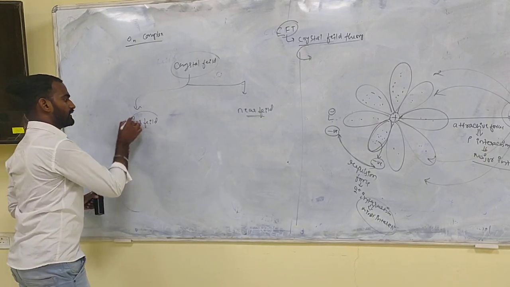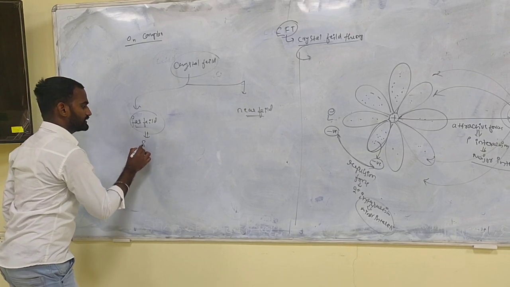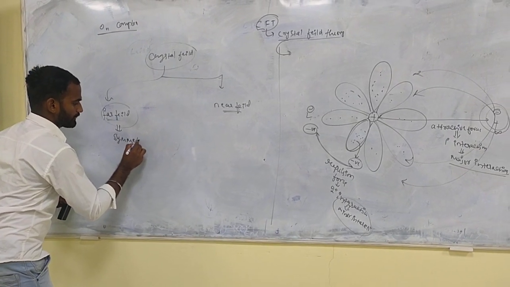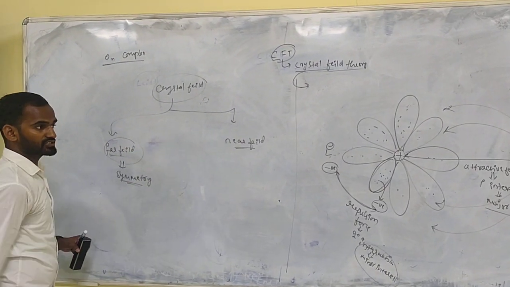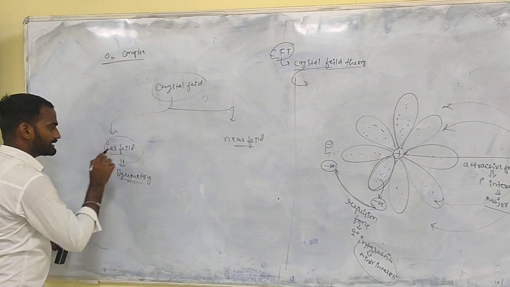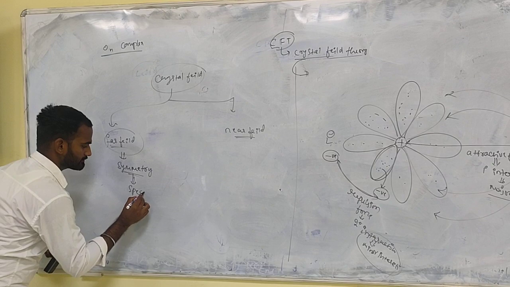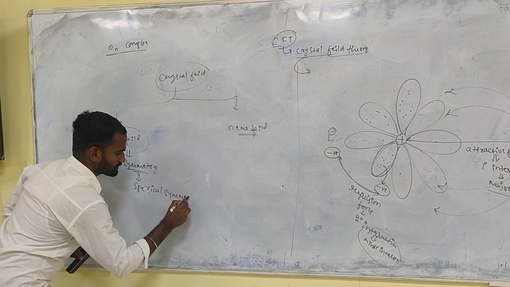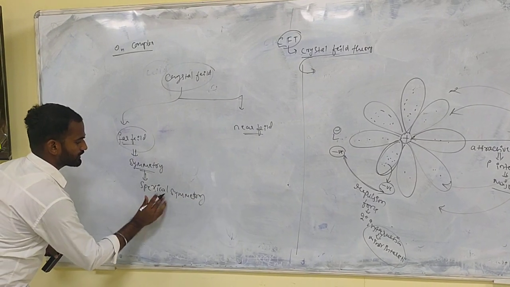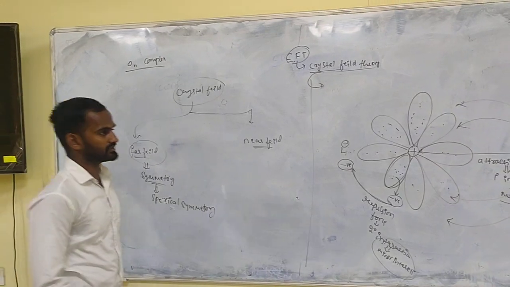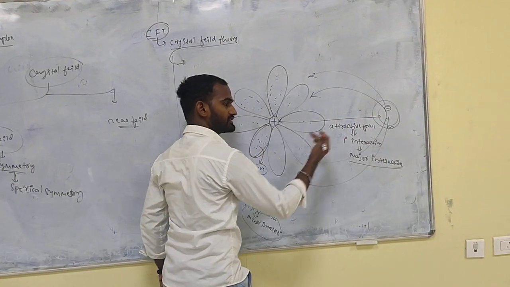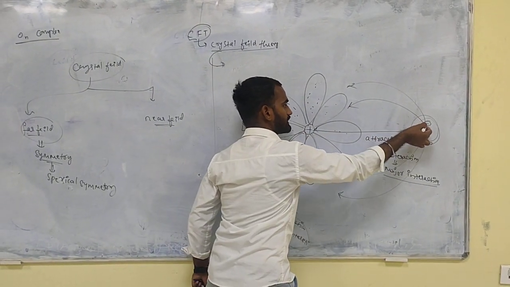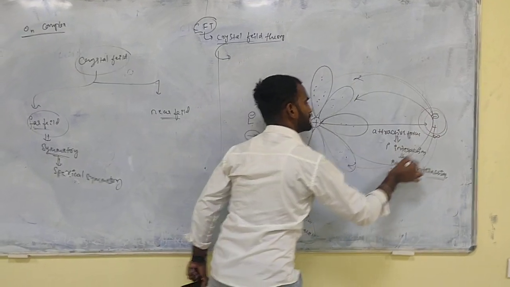We can differentiate the far field and the near field on the basis of the symmetry of the crystal field produced by the ligand. The symmetry of the far field is spherical symmetry. What does it mean? This ligand, when it is at infinite distance from the metal, will produce a field that is spherical in shape.